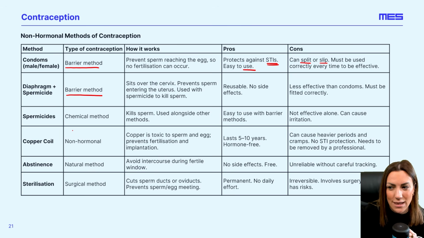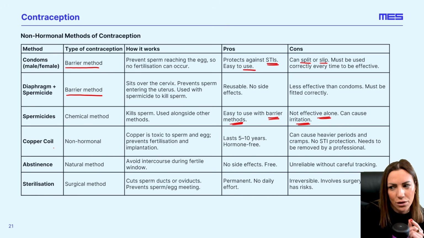Let's think about spermicides alone. I mean, we've already said it's a chemical that kills sperm. On its own, it's not very effective. And spermicides can cause irritation, but they're more effective if they're used alongside other barrier methods. So they're used alongside a diaphragm or a condom, for example.